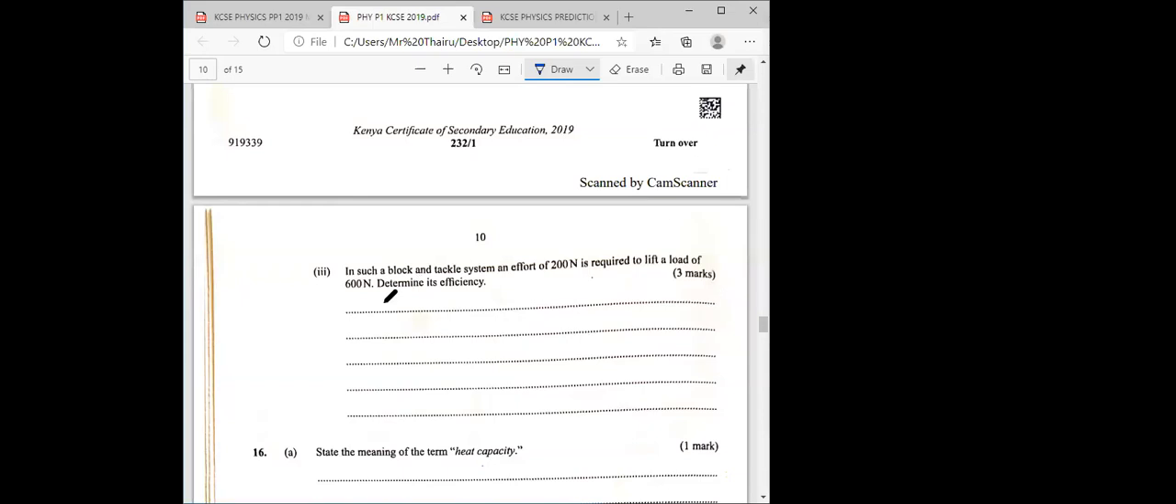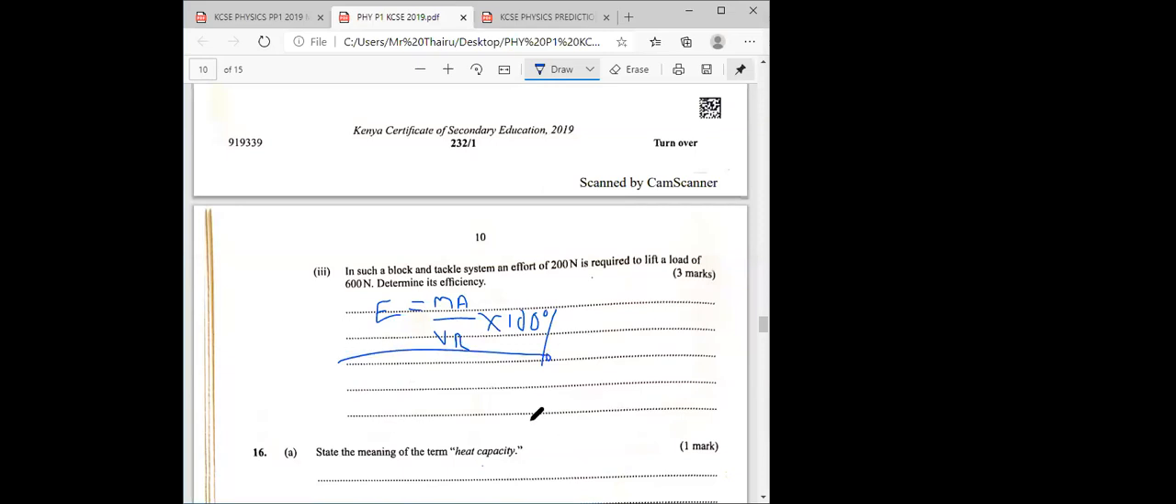So this is how we can work it out. We know efficiency is equal to mechanical advantage over velocity ratio, times 100%. This symbol has to be there if you expect to get the mark. You must have the percentage symbol.